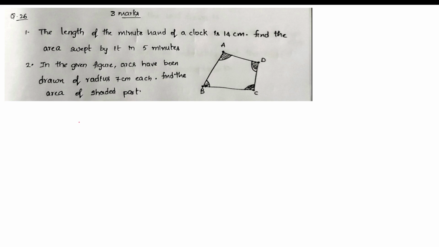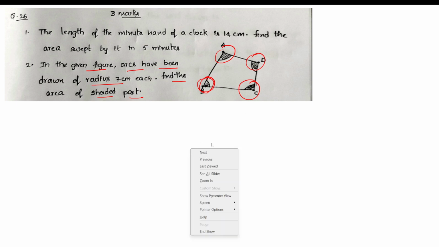Next question. In the given figure, arcs have been drawn of radius 7 centimeters. So find the area of the shaded part. Now we need to find all these areas of the shaded parts. Every shaded part is actually an arc. Arc means sector. Every shaded part is actually a sector. So we got 4 different sectors. Each shaded part is in the shape of a sector. Let me draw the diagram very clearly.